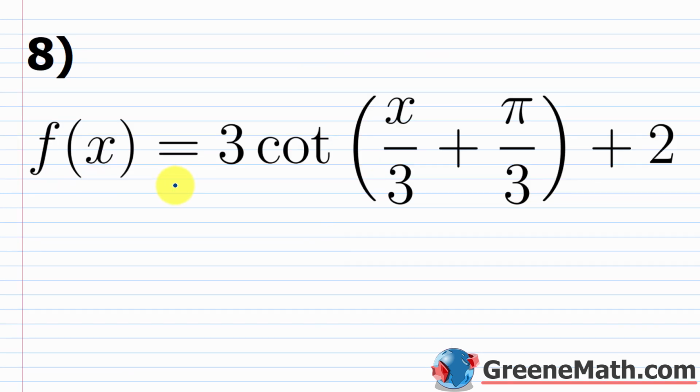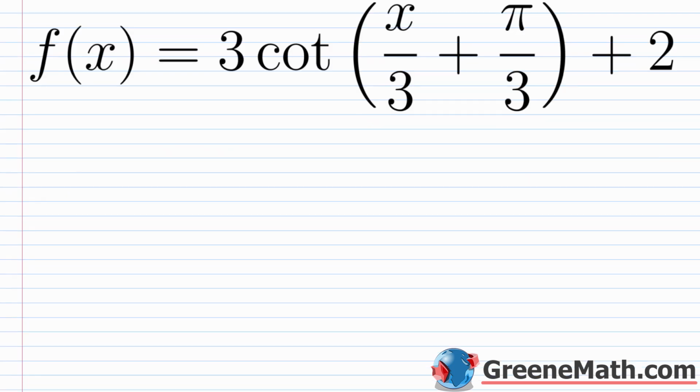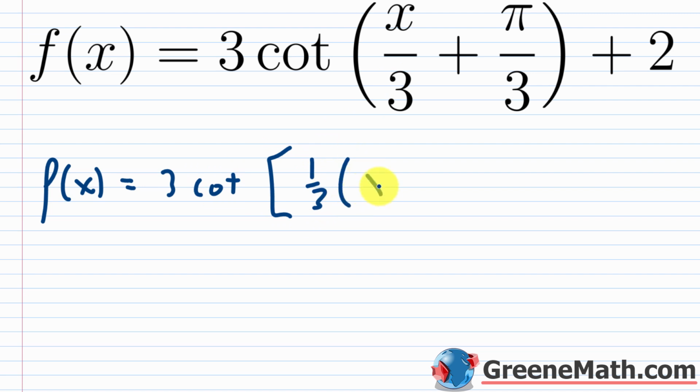So here we have f of x equals 3 cotangent of x over 3 plus pi over 3, plus 2. I'm just going to get the phase shift out of the way. So let's go f of x is equal to 3 cotangent of, pull out a 1/3. Inside you'd have x plus pi. Close that down, close this down, then plus 2. So this one's really easy. A third times x is x over 3 or 1/3 x, then plus and plus. And then you have 1/3 times pi. That would be pi over 3 or 1/3 pi, if you want to write it that way. So that is a match.